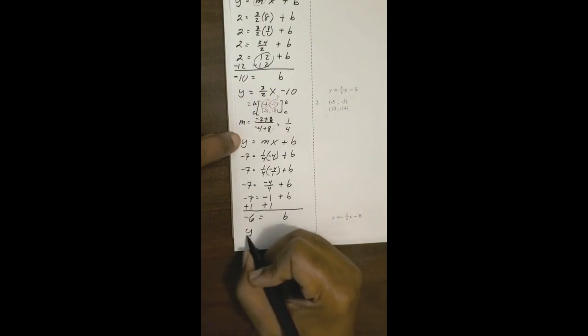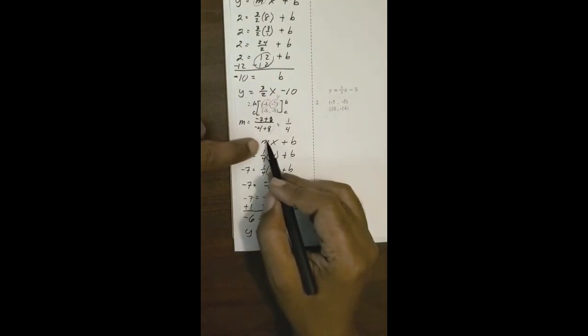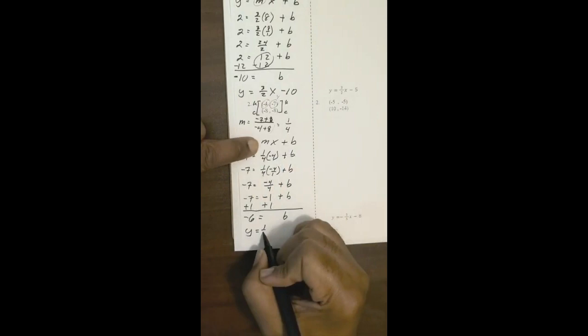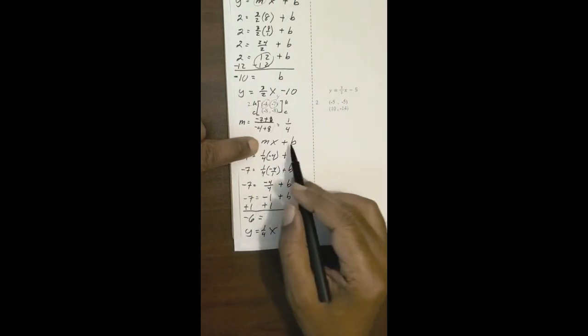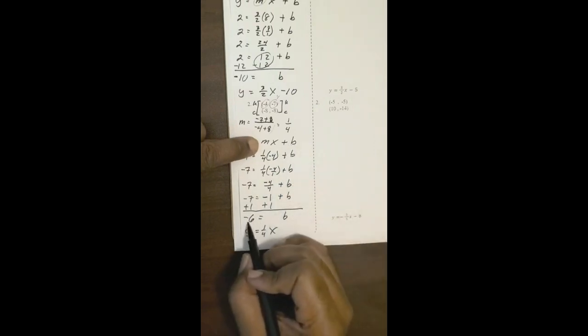So as a result, we're going to have our y equals, instead of m, we're going to use 1/4. Then we're going to use the x. And then instead of the plus b, we're going to use minus 6. And that's our linear equation.